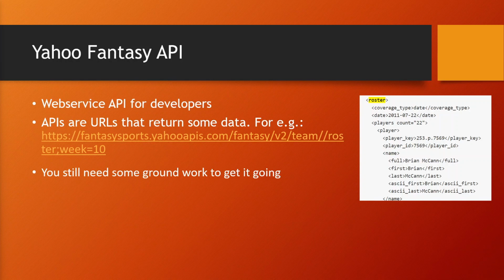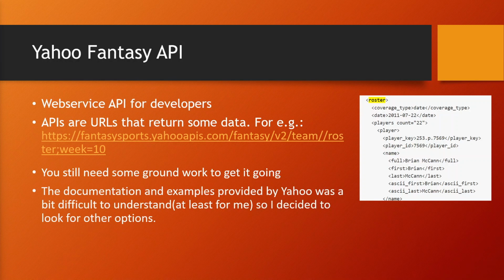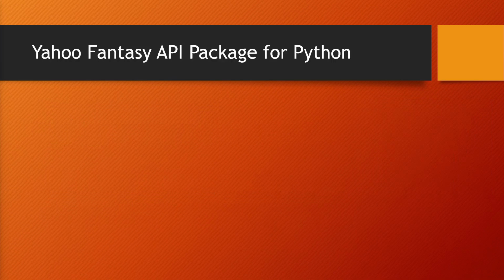The greatest challenge with the Yahoo API, at least for me, was the documentation that was provided online. For me, it was a challenge to find documents and examples online that I could easily grasp and follow through. So I decided to look for other options. That's when I bumped into the Yahoo Fantasy API package for Python.